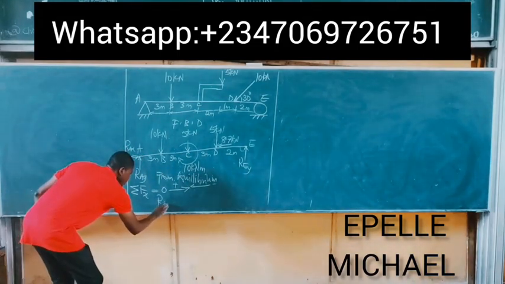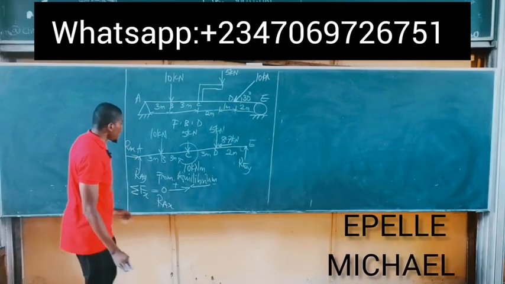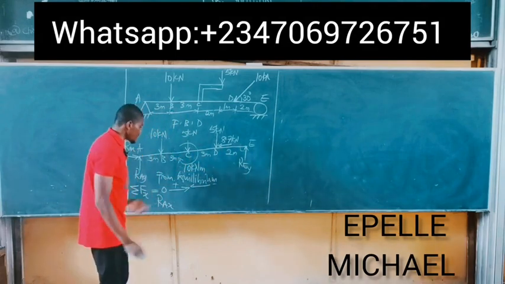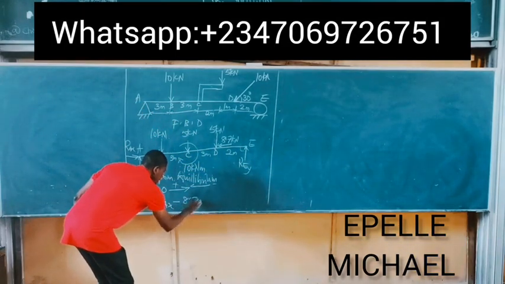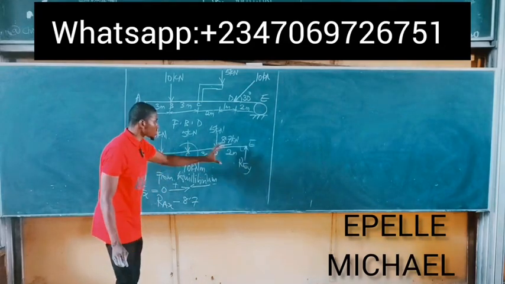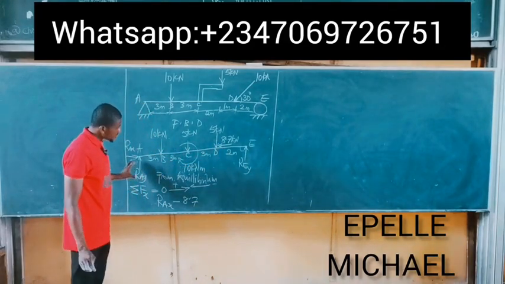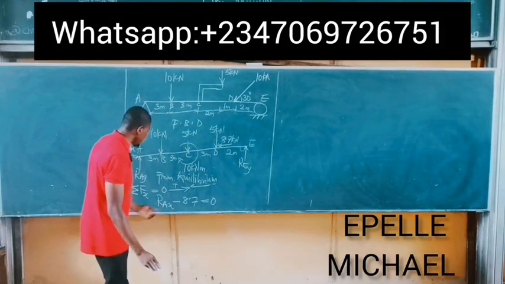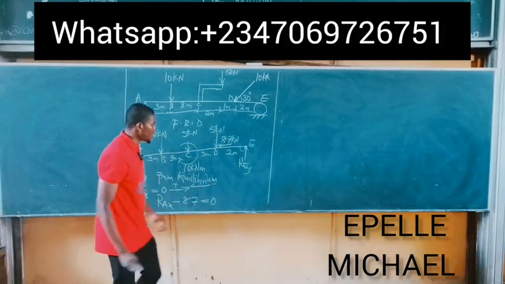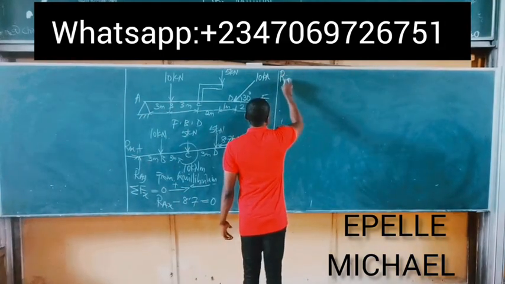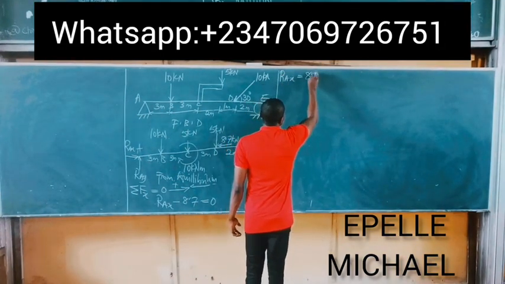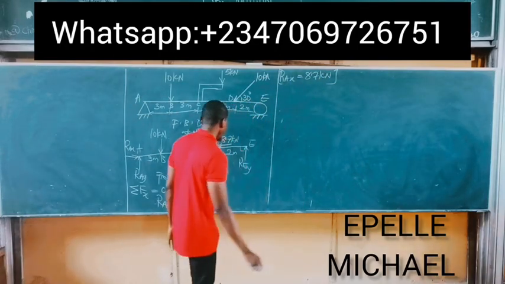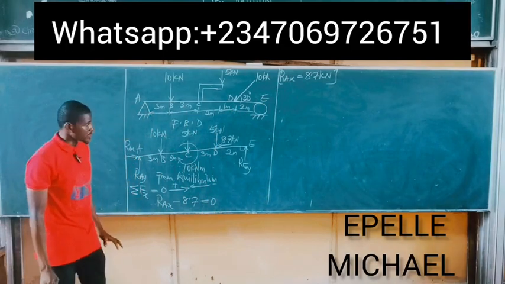You simply have RAX. At point D, we have also a horizontal component pointing to the left. Since it points to the left, it becomes minus 8.7, and these are the only two horizontal forces on this beam. So we simply equate this to 0. It now implies that RAX itself is equal to 8.7 kilonewtons. That's the first reaction. RAX is simply given as 8.7 kilonewtons.